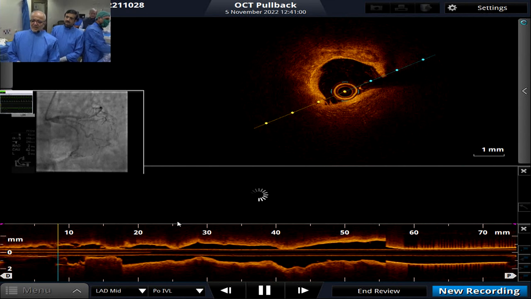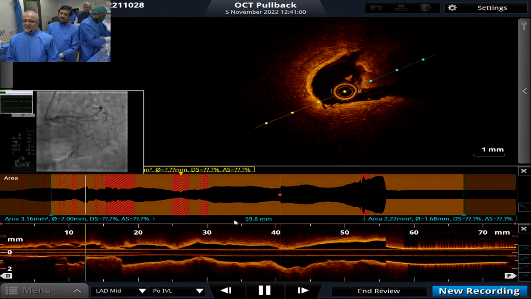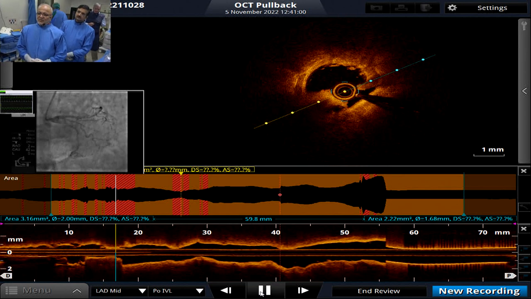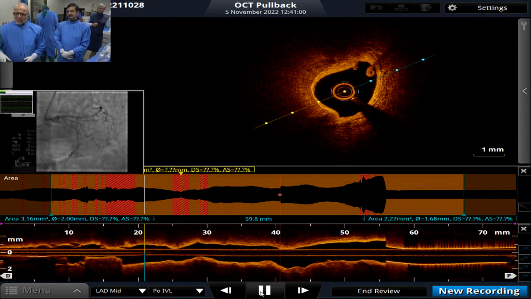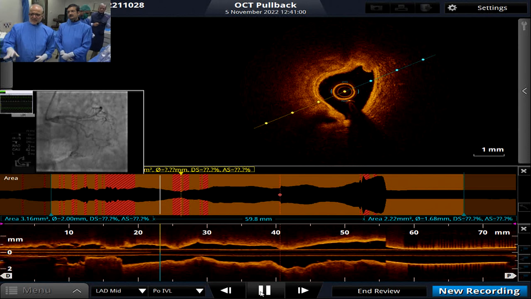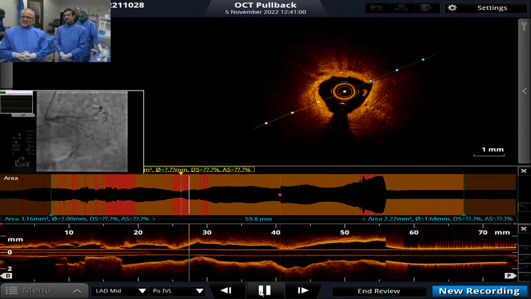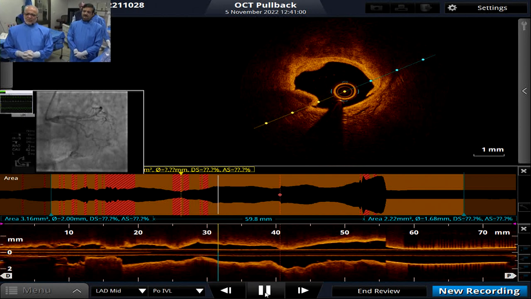There is a big chunk of calcium in one area at around 15. Yeah, huge. So almost like a calcific nodule. I think we have created a great bed for the stent to be deployed. Calcium breakage, beautiful.